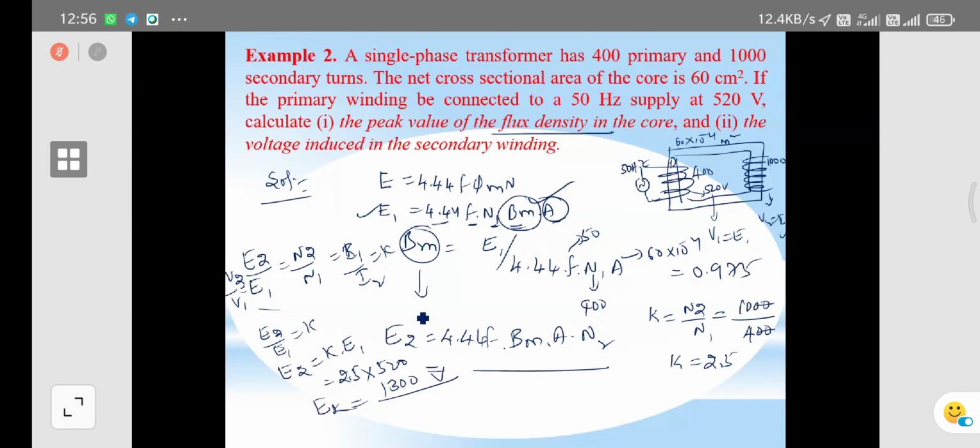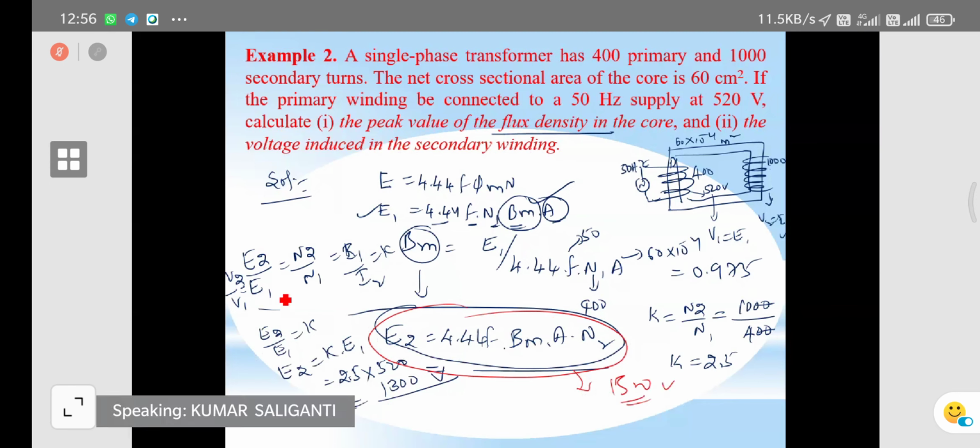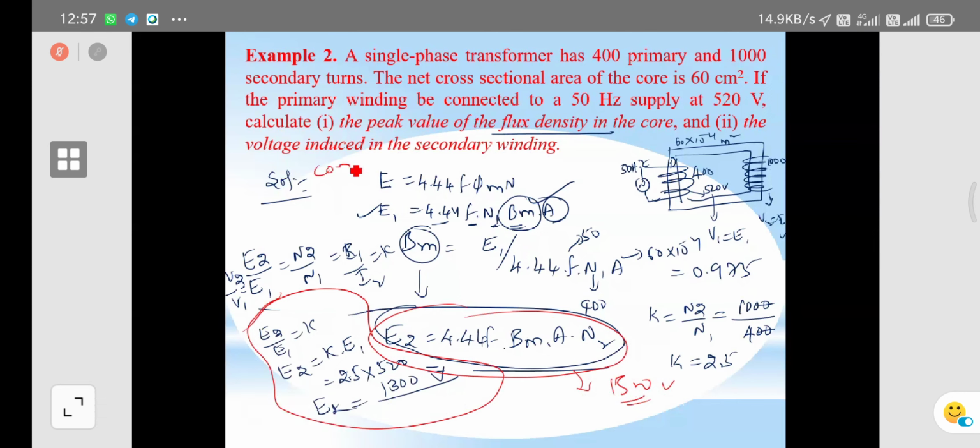Otherwise, you can use this relation also, and you get the same 1300 volts, but that is the simple way. This type of problems will be asked in competitive examinations, like sub engineers, assistant engineers, assistant executive engineers, management trainee, executive trainee or GATE exams. So have we got these two answers, 0.975 and 1300 volts? We'll see.